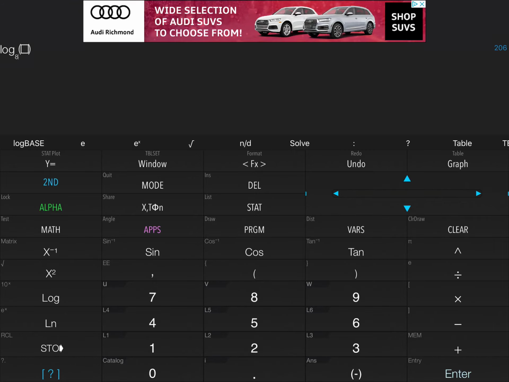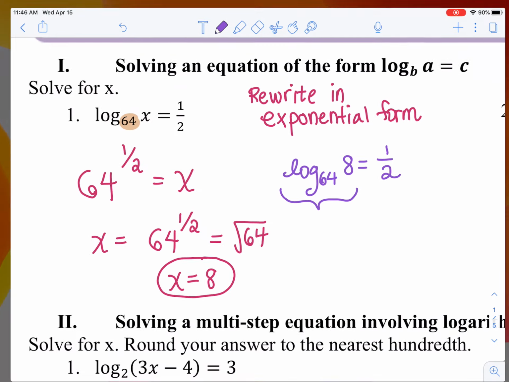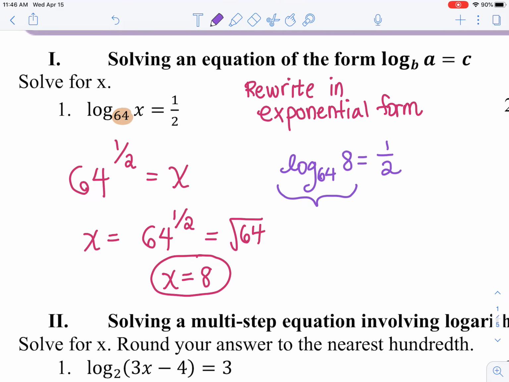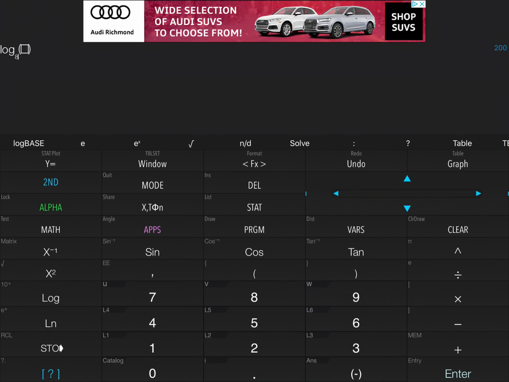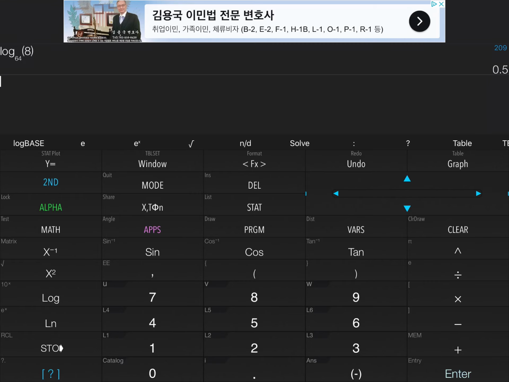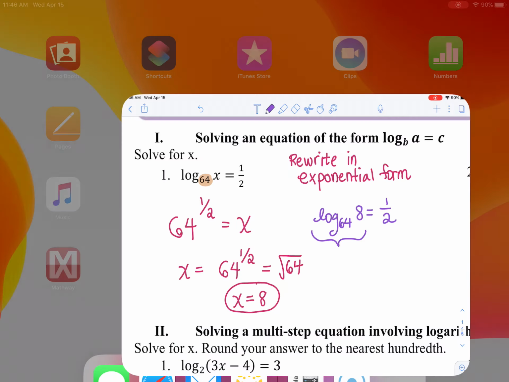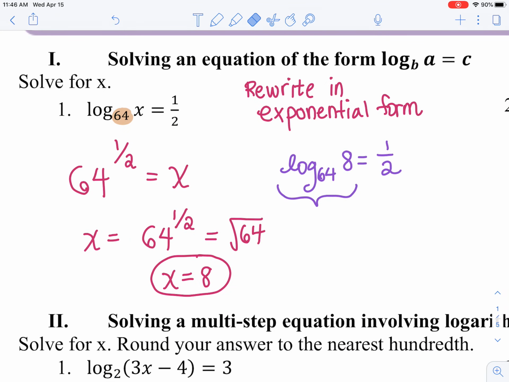So let me go and type in log base 64 of 8. Oh gosh, guys, I forgot what I was writing just now. I'm just going to retype everything. 64 in the base and then 8 as the argument. If I hit enter, I got 0.5. And 0.5 is 1/2, so we got the answer right.